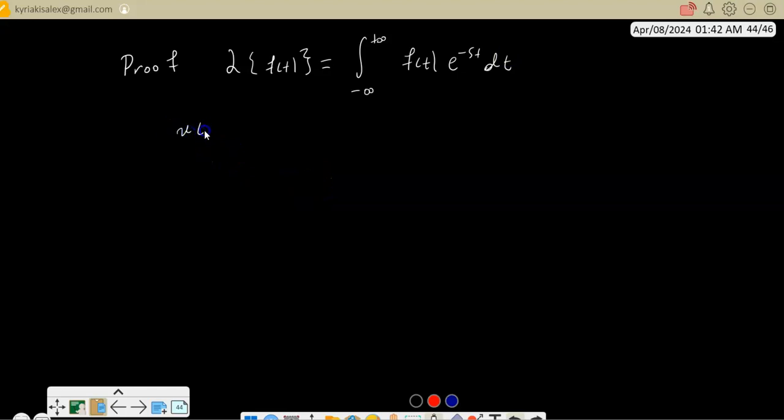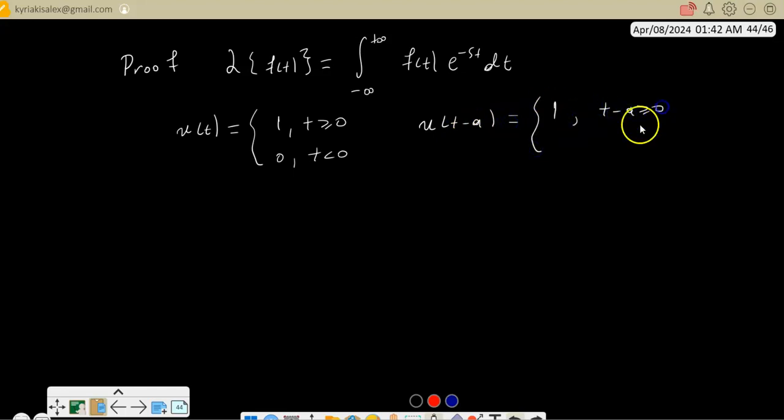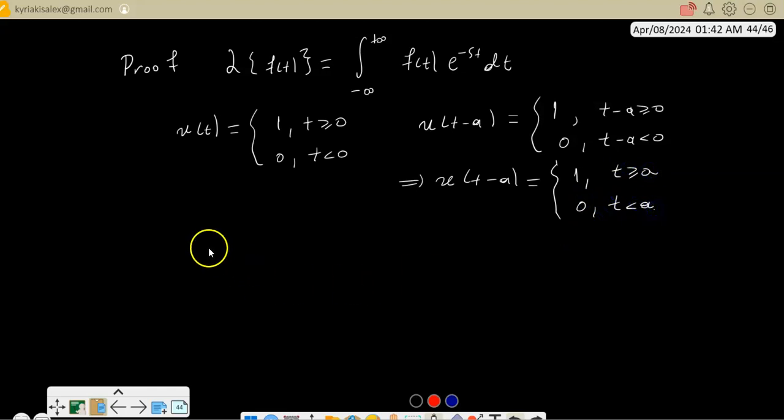Now the unit step function is 1 when t is greater or equal to 0, and 0 when t is strictly less than 0. Now let's take a shift: u of t minus a is 1 when t minus a is greater or equal to 0, and 0 when t minus a is strictly less than 0. So from here I can write u of t minus a is 1 for t greater than a, and 0 for t less than a.